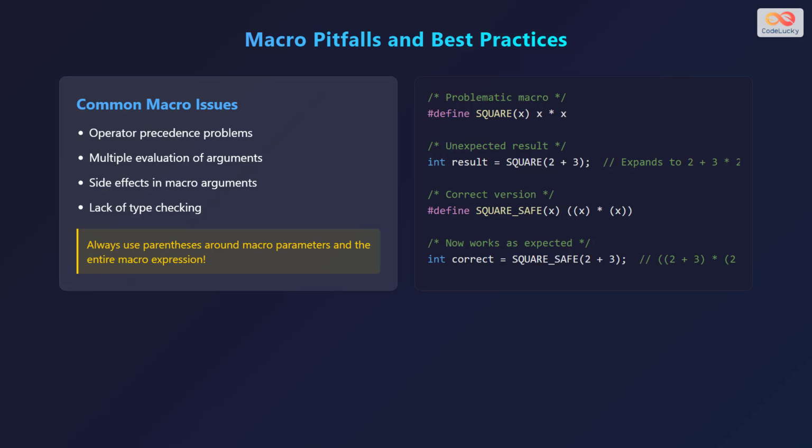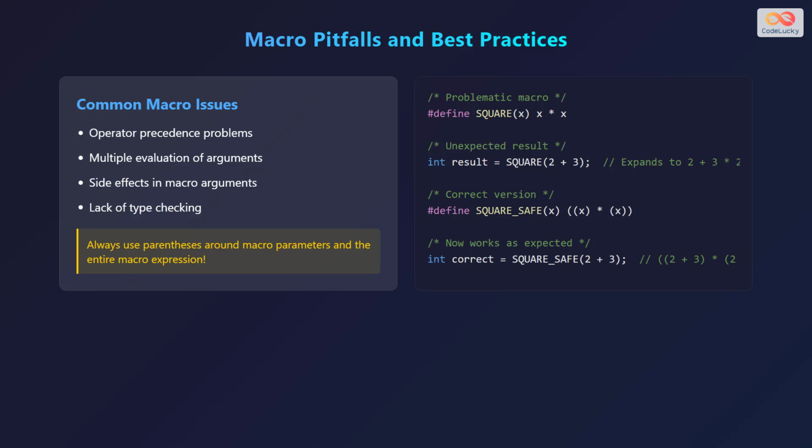Now it's time to learn about common issues and best practices when using macros. Some common issues are operator precedence problems, multiple evaluation of arguments, side effects in macro arguments, and lack of type checking. To mitigate these issues, always use parentheses around macro parameters and the entire macro expression. For example, without parentheses, #define SQUARE(x) as x times x can lead to unexpected results.